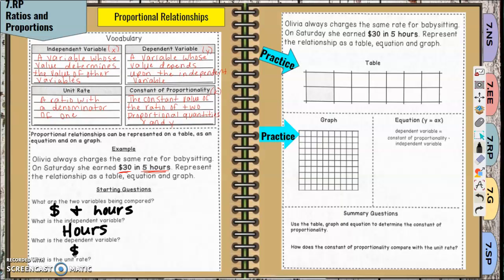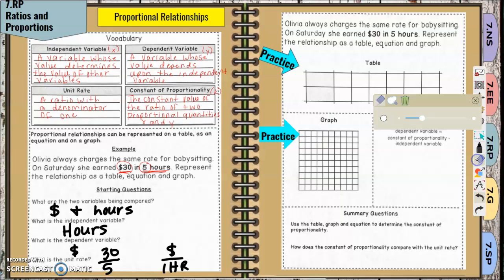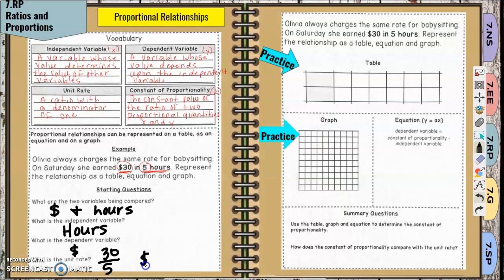And now we're going to find the unit rate. What we talked about previously in this unit is unit rate is when you want one of something. We want to know how much money she earns in 1 hour. So we're going to divide money divided by hours. And 30 divided by 5 is 6. So Olivia earns $6 per hour. That means $6 in 1 hour.